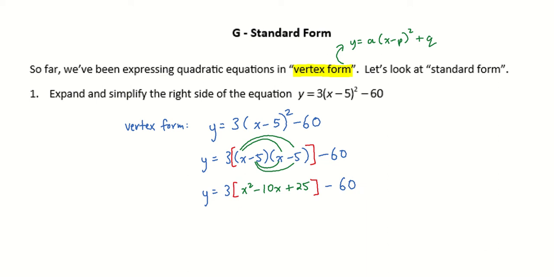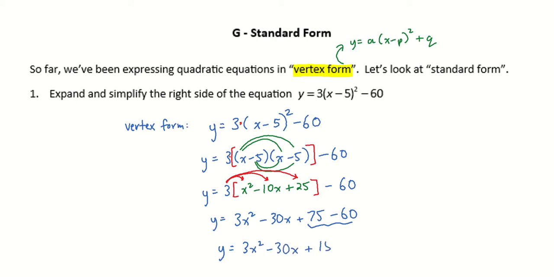Looking at that a little bit more, the reason I use those big red square brackets is because 3 is multiplying that whole deal. So when I FOIL it all out and remove the brackets, I have to remember to distribute the 3 to each term, because the whole thing's multiplied by 3. So we get y is equal to 3x squared, 3 times 10 is 30, and 3 times positive 25 is 75. I don't have to write the brackets anymore because I've given everybody their 3, minus 60. There's a little simplifying we can do at the end, and we get 3x squared minus 30x plus 15.